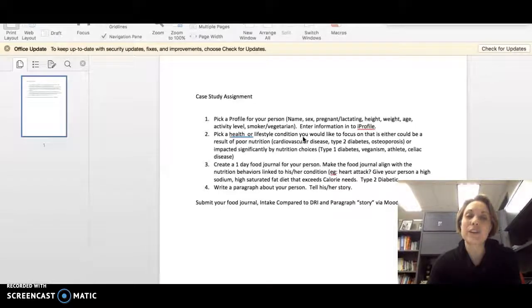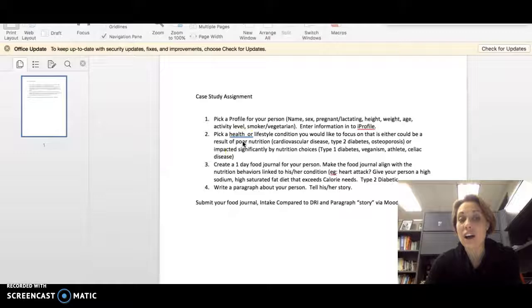And so what you're going to be doing is picking a profile just as if you would log your own information into iProfile or case studies information from Wiley into iProfile, but you are going to make up your own parameters. So choose a person, give him or her a name, design which sex you want him or her to be. Is she pregnant or lactating? If she's a female, what's the height, the weight, the age, the activity level, and is this person a smoker or vegetarian? You're going to enter that information into iProfile.